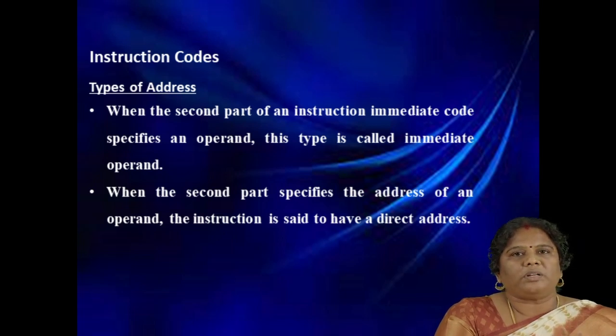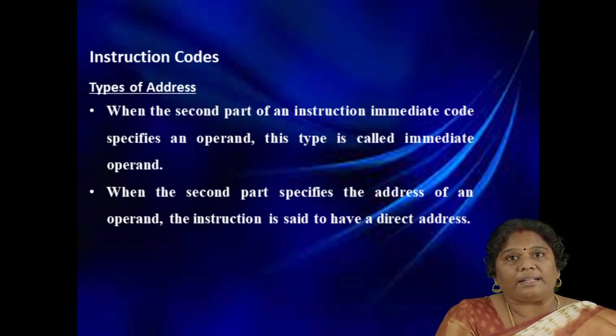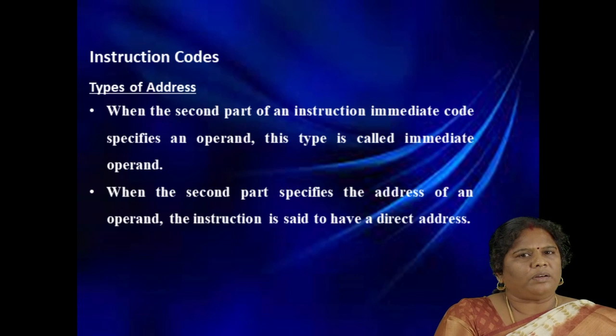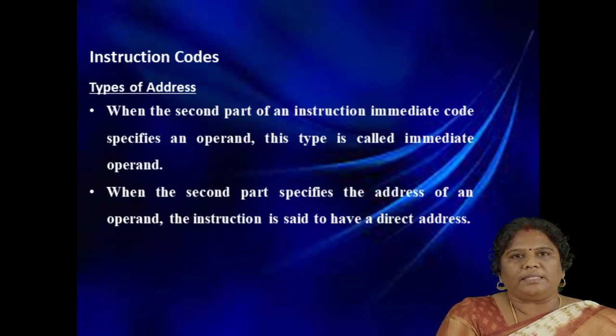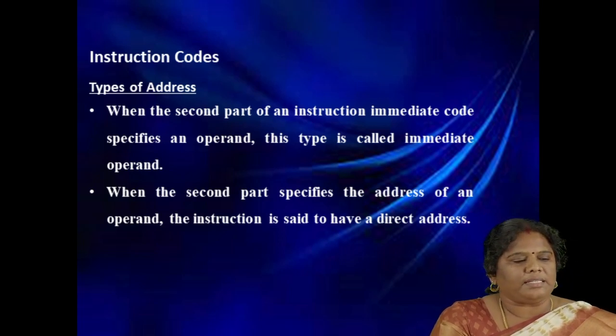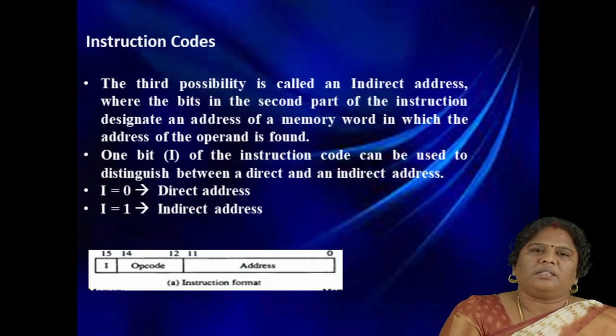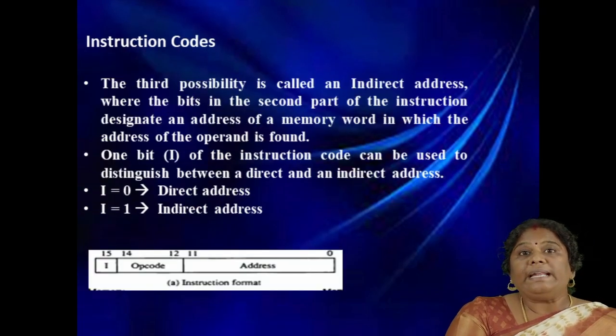If the second part of the instruction has the operand value itself, then it is an immediate addressing scheme. When the second part of the instruction specifies the address of the operand, it is said to have a direct addressing scheme. Clear? Okay, next. The third possibility is the indirect address.